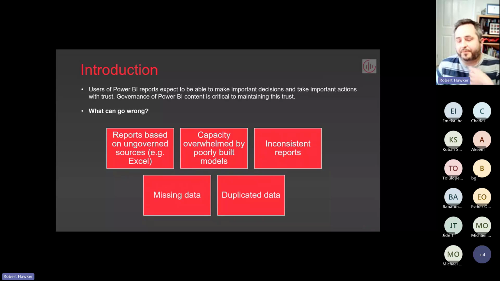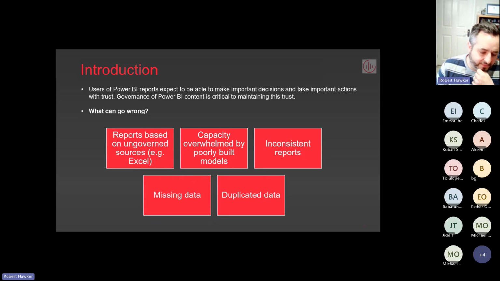The second one, capacity being overwhelmed by poorly built models. I'll come back to a couple of examples in a minute, but these days many organizations are using Power BI or Fabric capacities, and it just takes one poorly built model to get to the point where your capacity reaches throttling. We'll talk a bit more about that in a couple of slides' time.